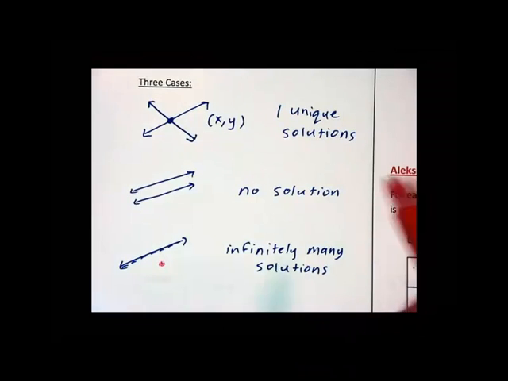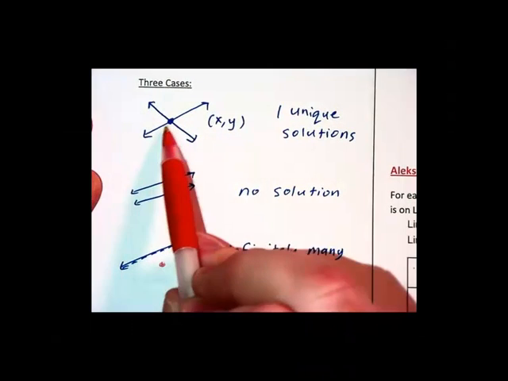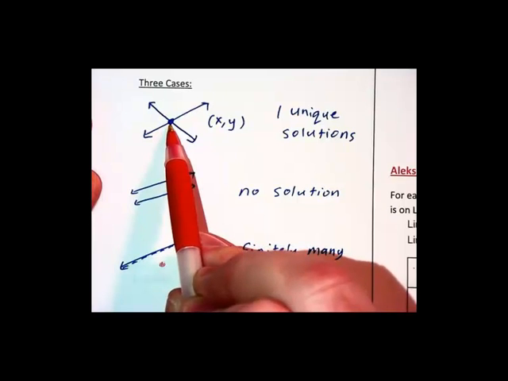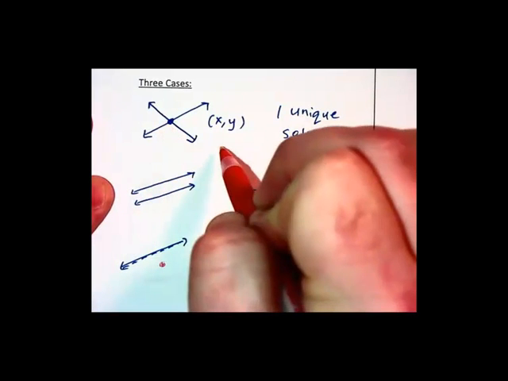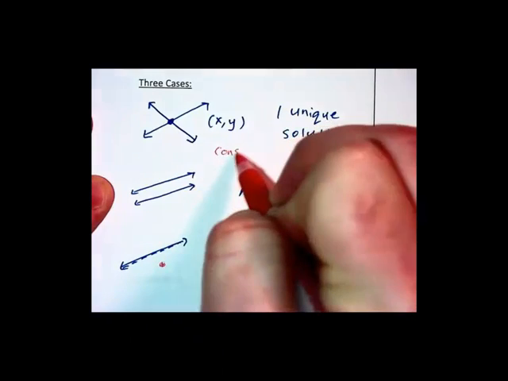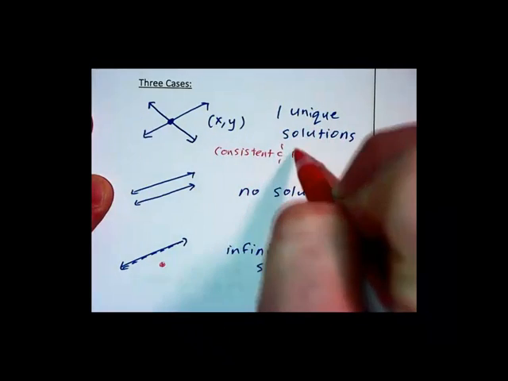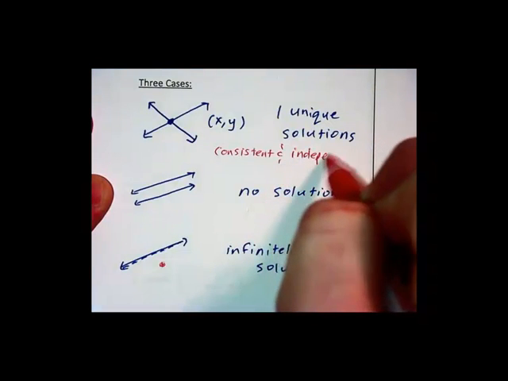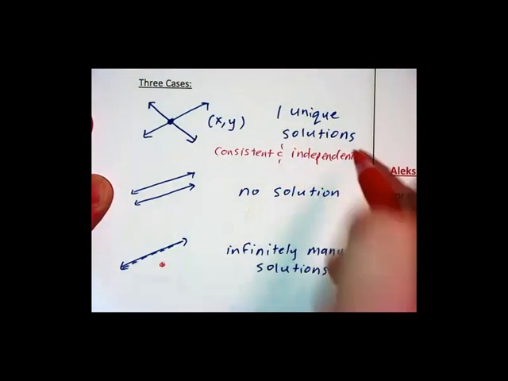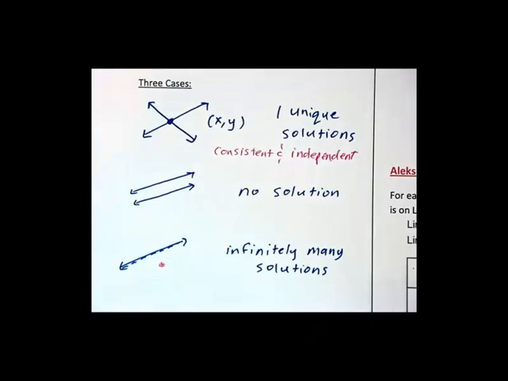Now, anytime we have a system in which there is one unique solution, we say that that system is consistent and independent. It's consistent because there is a solution. The two lines are independent of each other, meaning the two lines are different from each other.